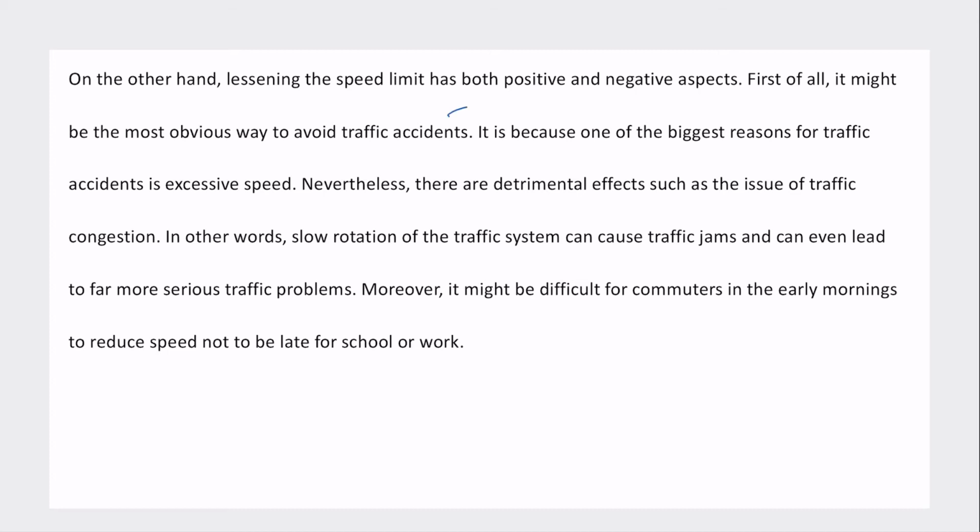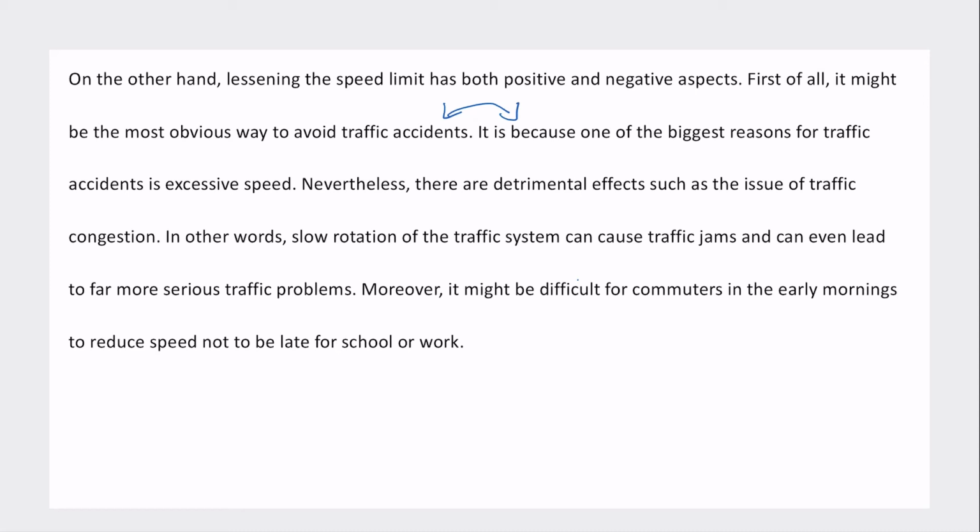Okay, these two sentences I feel can be linked. We've got two short sentences together, so I think this candidate can link those together. Nevertheless, there are detrimental effects, such as the issue of traffic congestion. In other words, slow rotation of the traffic system can cause traffic jams and can even lead to far more serious traffic problems. Moreover, it might be difficult for commuters in the early mornings to reduce speed, not to be late for school or work.